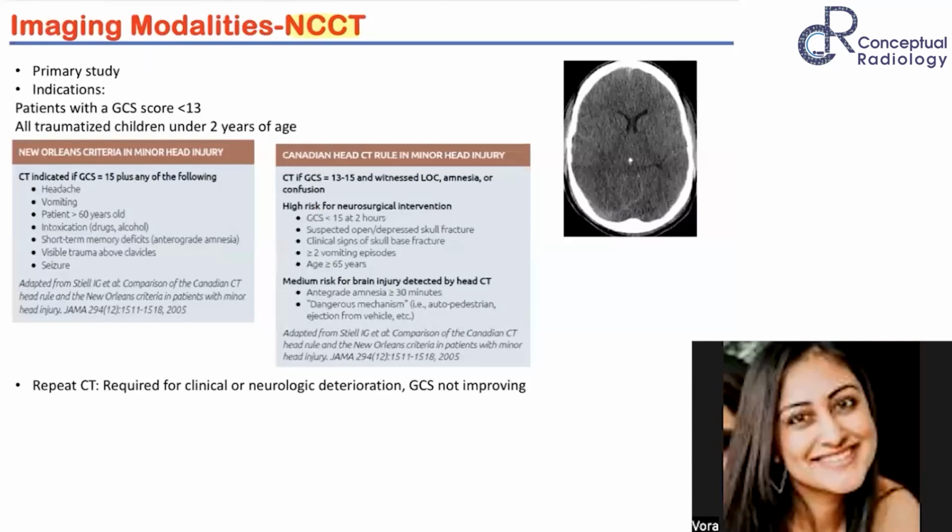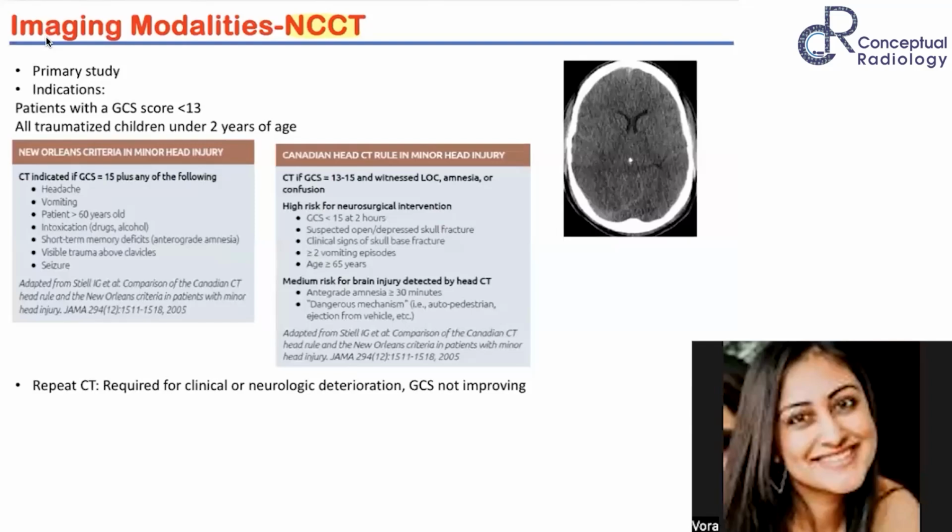So it's NCCT, which is the most important primary study. Any patient with suspected head trauma will only undergo NCCT. There is absolutely no role of any radiography in today's age and time. What are the indications? Very, very important.